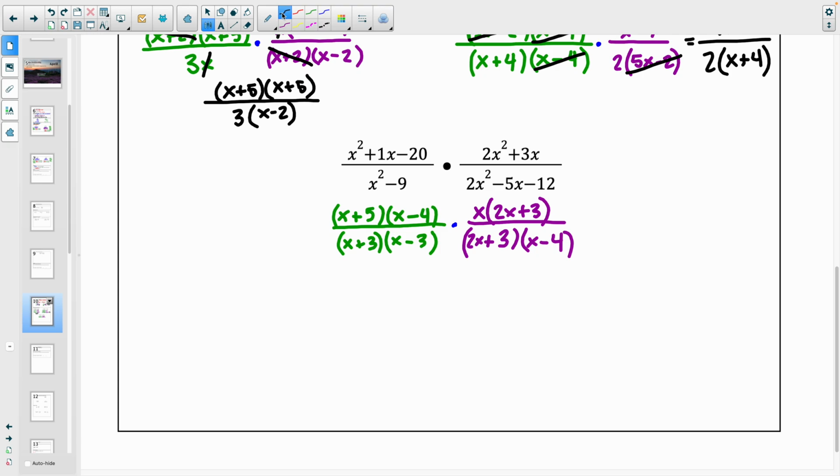And now we get to do what we were doing before, which is just canceling out anything that is the same on the top and the bottom. So this x minus 4 will cancel with this x minus 4. This 2x plus 3 will cancel with this 2x plus 3. But then that's it. So now we multiply the top, and we're going to end up with x times x plus 5. And in the denominator, we keep that x plus 3, x minus 3.